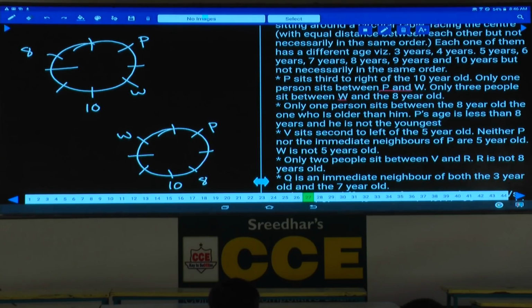Only 3 persons between W and the 8-year-old, and only one person between the 8-year-old and the one who is older than him. What are the ages given here? 3, 4, 5, 6, 7, 8, 9, 10. And there is only one person between the 8-year-old and the one older than him. That means one person between 8 and a 9-year-old, older than this 8-year-old, 9-year-old and 10-year-old.